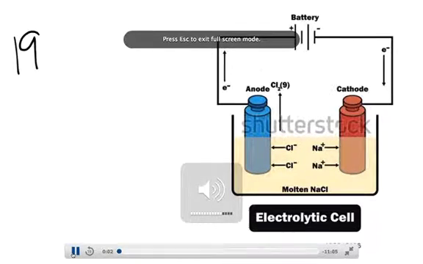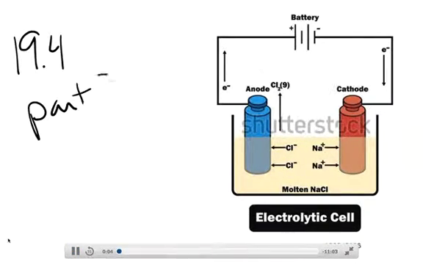So the last half of 19.4. So 19.4, this is going to be part 2. And we're going to look at different cells here. We're going to look at electrolytic cells.